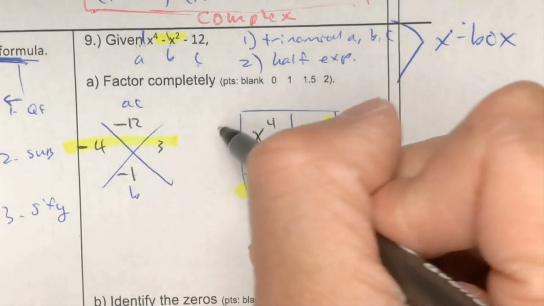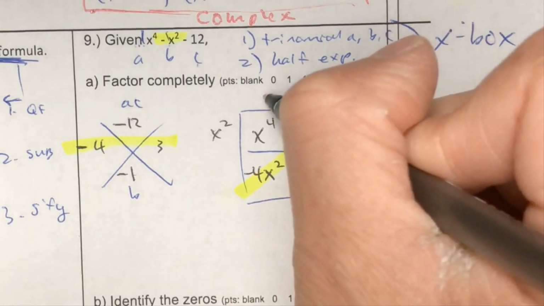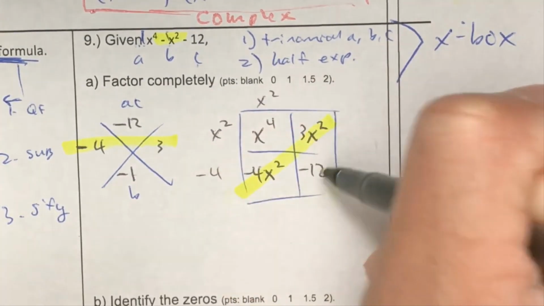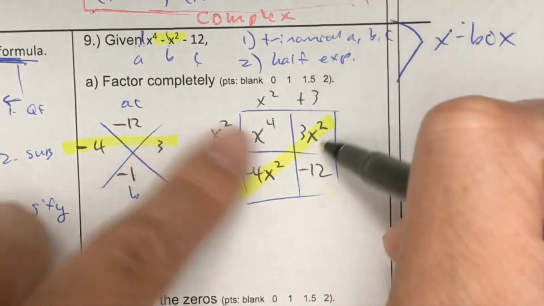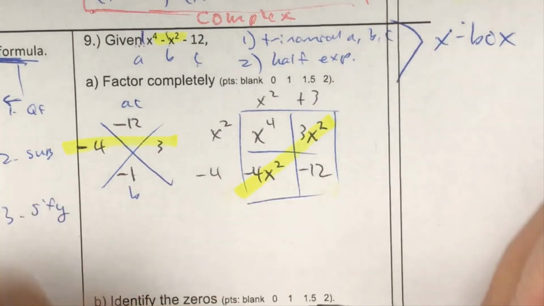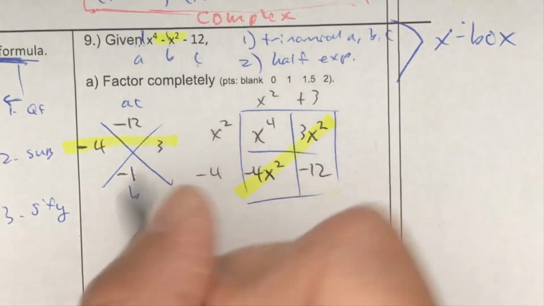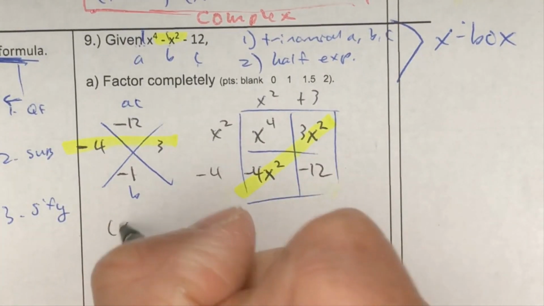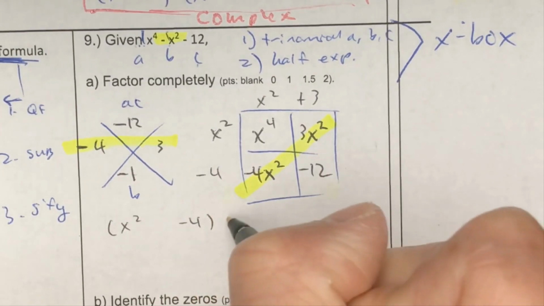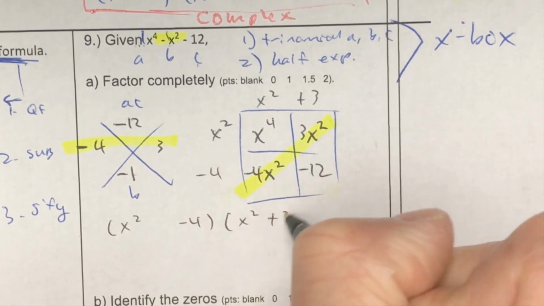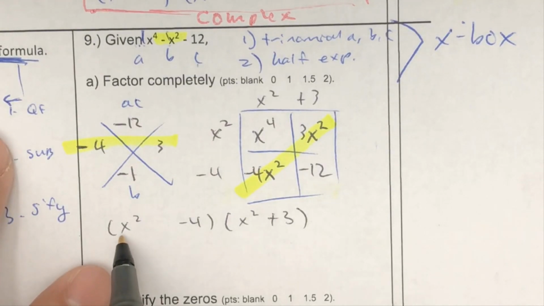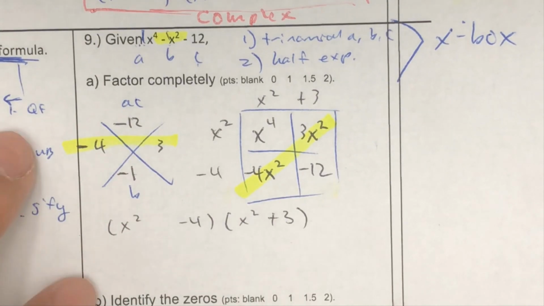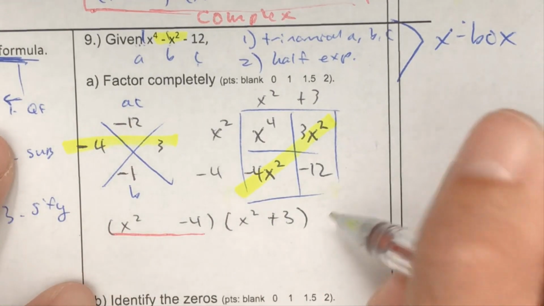Just take out your greatest common factor: x squared, -4, and then +3. And then double check by multiplying, and that works. So to factor completely, I have x squared -4 and x squared +3. But here, if you would recognize, you have to factor that one again.